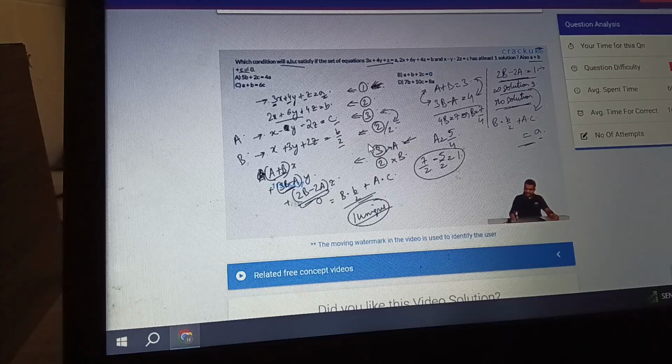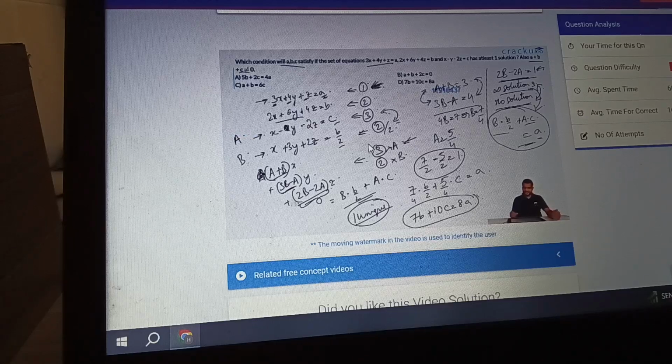So 2b minus 2a is equal to 1, and because the coefficient of z has also matched, this would imply that the system of equations either has infinite solutions or no solutions. Now it will have infinite solutions if even the constant terms are equal. That is b into b by 2, which in this case will be equal to 7 by 4 into b by 2, plus a into c, with a being 5 by 4, into c, is equal to small a. If you multiply the entire equation with 8, you are going to get 7b plus 10c is equal to 8a. So the system of equations will have infinite solutions if 7b plus 10c is equal to 8a, and it will have no solutions if 7b plus 10c is not equal to 8a.